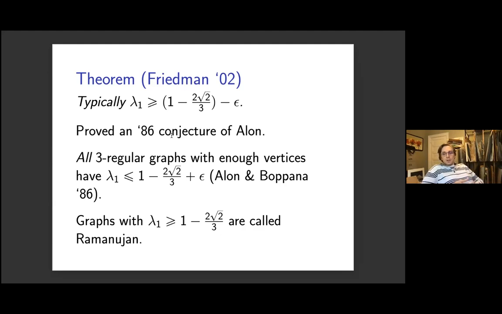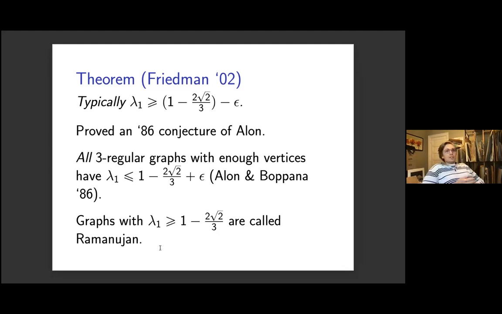Just as context, you actually can hope for better than near optimal. A typical definition for optimal is you remove this epsilon. So if you actually have lambda 1 greater than or equal to 1 minus 2 square root 2 over 3 with no epsilon, these graphs are called Ramanujan. And the construction of Ramanujan graphs is, of course, also big business.